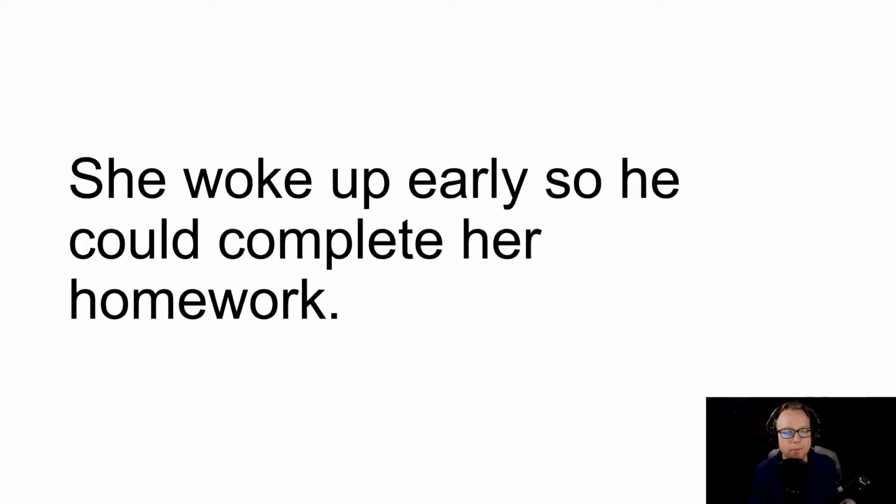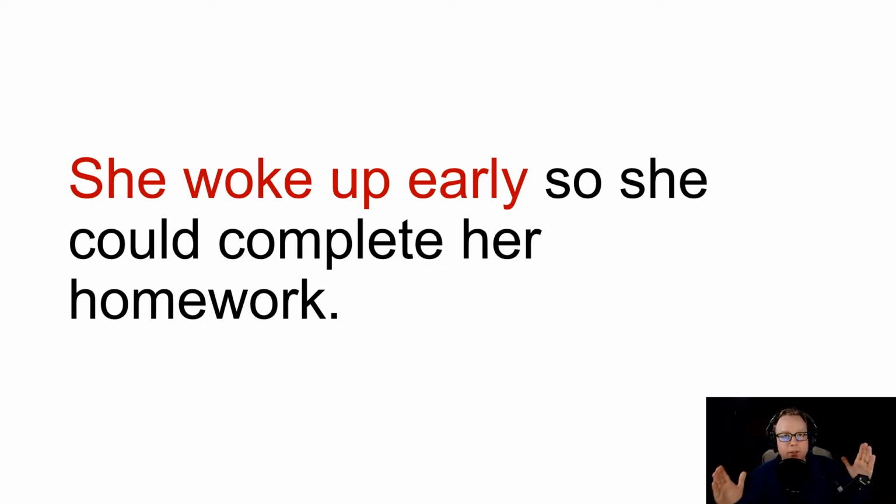What does that look like? Well, here's a sample sentence: She woke up early so she could complete her homework. This has two independent clauses in it. Our first independent clause is she woke up early. Our subject is the word she. Our verb is woke. And we complete that thought by saying up early. That's how she woke.